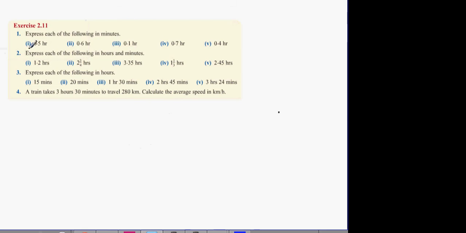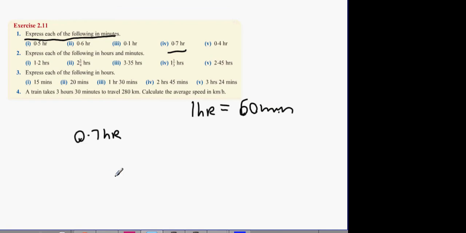Now, it says, first one is, express each of the following in minutes. Okay? Now, I'm going to take 0.7 of an hour. 1 hour equals 60 minutes. We all know that already. Simply multiply your amount of hours by 60 and you get your answer.